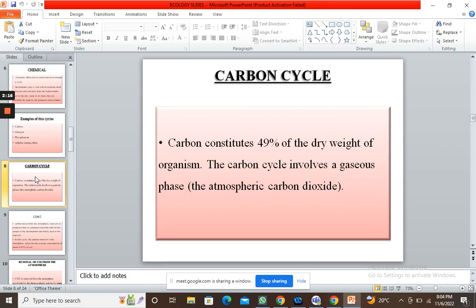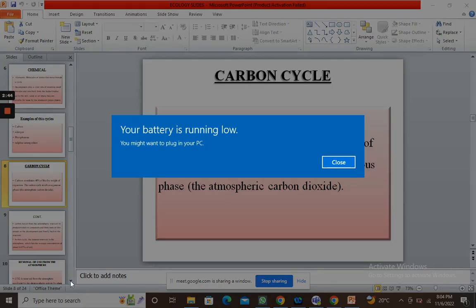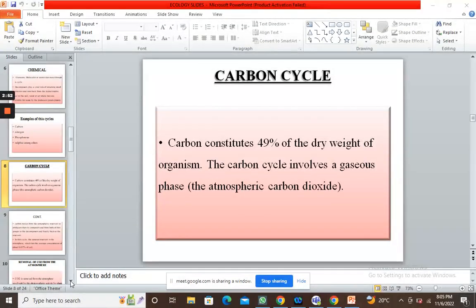It constitutes 49% of the dry weight of organisms, and the carbon involves the gaseous phase or the gaseous state. We have the reservoir for carbon, it is the atmosphere, and the carbon circulates from the atmosphere to the organisms, which are both animals and green plants. It also circulates back to the atmosphere.